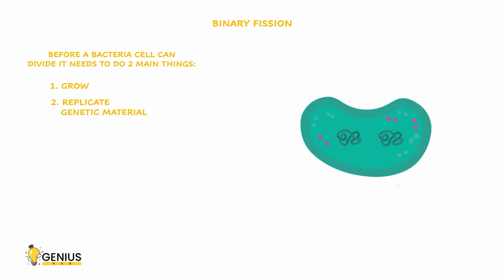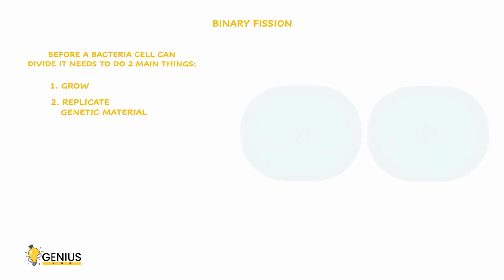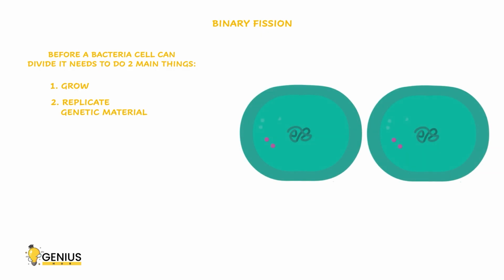However, the plasmids are distributed randomly, meaning one daughter cell may receive more than the other. When the cell is ready to divide, a new cell wall forms in the middle, separating the two halves. Eventually, the two halves split apart, resulting in two new bacterial cells.